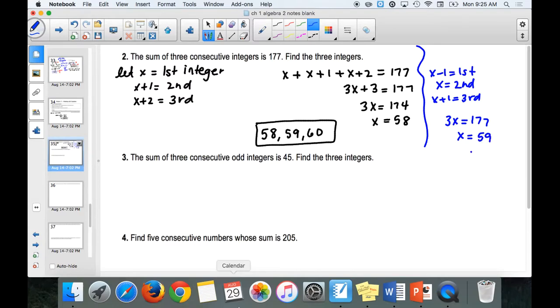So then you just have to remember, okay, that's the middle one, and so I have 60 and I have 58. So that's a little bit faster to do it that way. It doesn't matter how you set this up. I'm fine if you do it the other way.